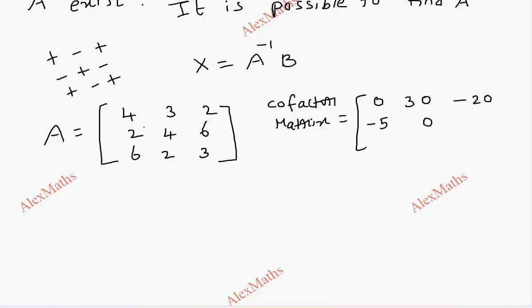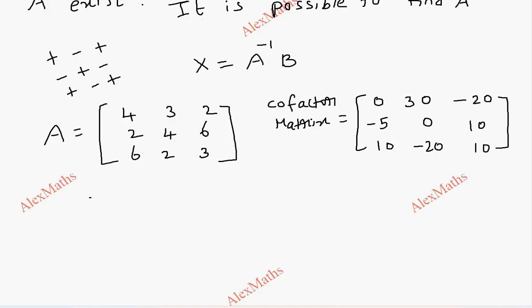Then we have 8 minus 18, minus 10, so it is plus 10. Then this is 18 minus 8, which is 10. Then 24 minus 4, which is 20, so minus 20 I have to put because of sign convention. And the last is 16 minus 6, which is 10.